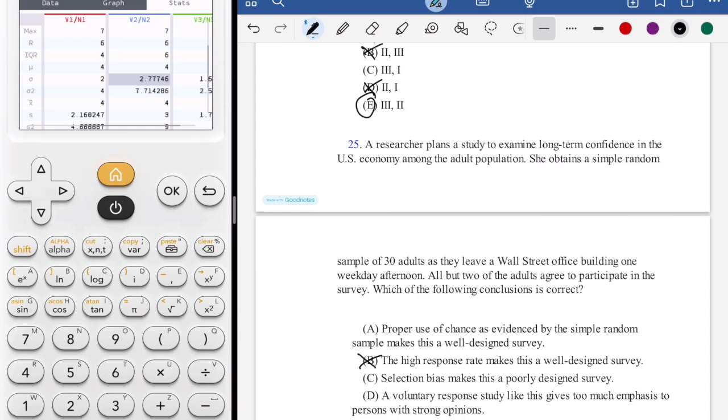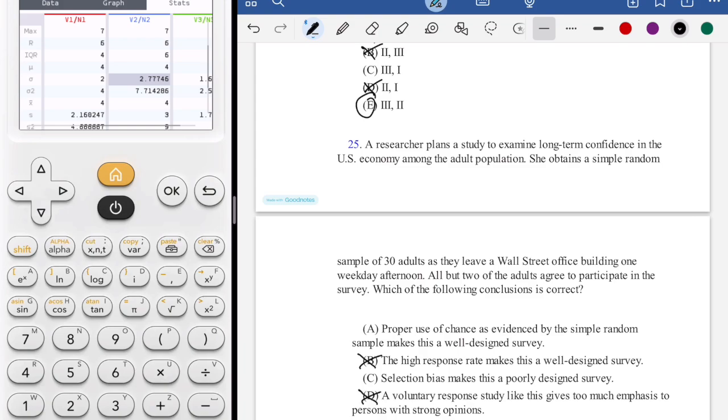There is an element of that in there. We'll see. Voluntary response. Well, she randomly selected them. Now, whether or not they choose to participate, that's the gray area for a voluntary response. When we think about voluntary response, we're saying that the individuals are going out of their way to be part of the survey. They weren't selected. So that's not the case.